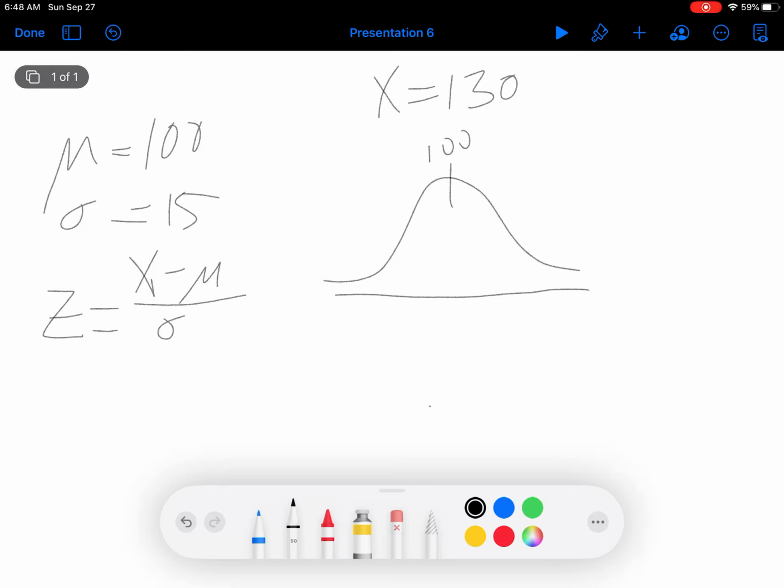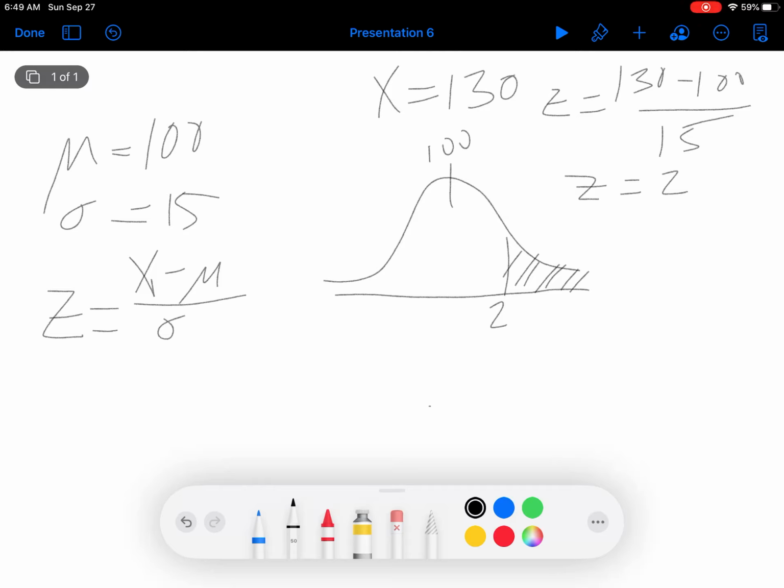So Z equals 130 minus 100 divided by 15. Now we know that 130 minus 100 is 30. And 30 divided by 15 is 2. So the z-score here is going to equal 2. So we can then draw that on the distribution. So we know z equals 2, and we're trying to find 130 or above.